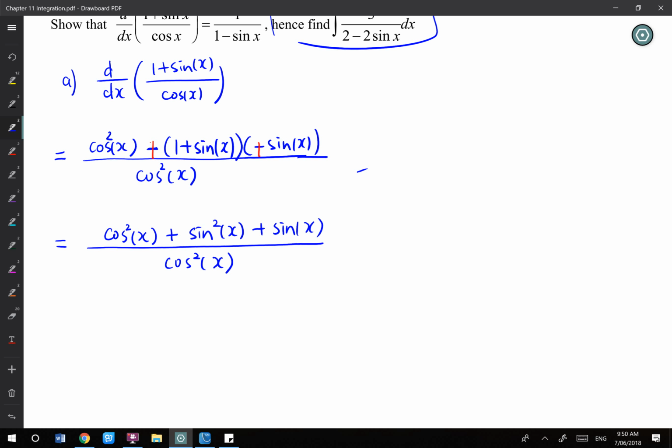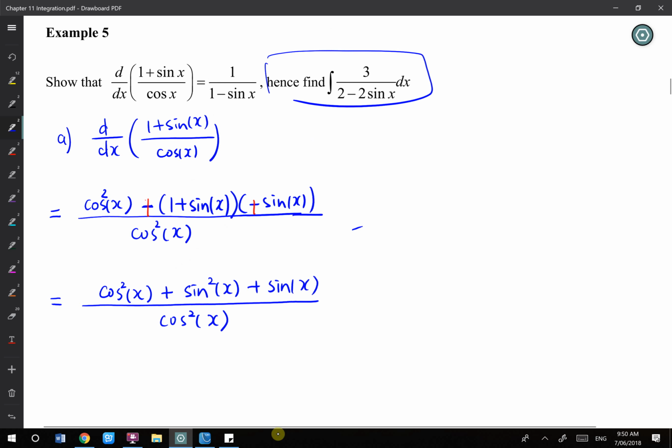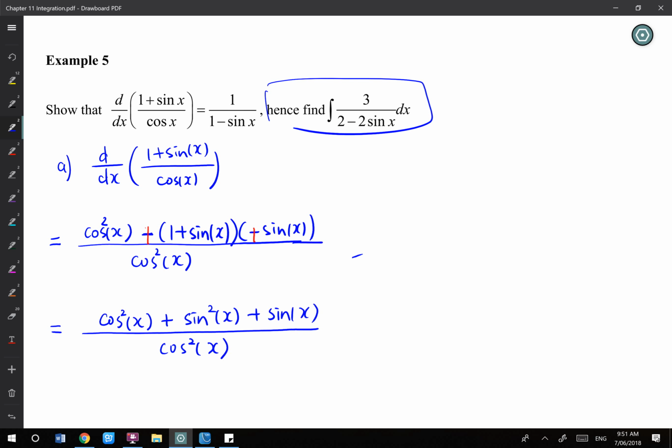But I want you to think about what you want to achieve in the end first. Like the question, you can't just say whatever I can do, I just do that. It's more about the thinking. At the beginning, you may not be able to think about that quickly, but you need to try to think what you want to achieve in the end. What I want to achieve is 1 over 1 minus sine x. That's a single fraction.